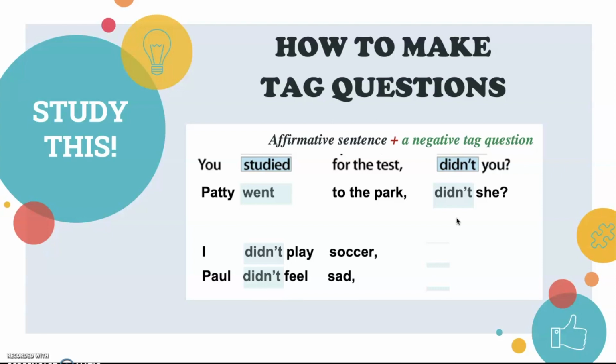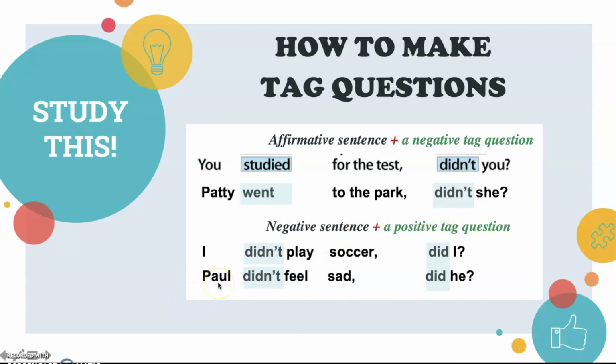For example, I didn't play soccer. Did I? Paul didn't feel sad. Did he? And as you can see here in the last example, Paul is the subject, but we are not going to use the name Paul in the tag question. We are going to replace Paul by he. The same happened here. We had in the sentence Patty, but Patty doesn't go in the tag question. In the tag question, we have to use she.